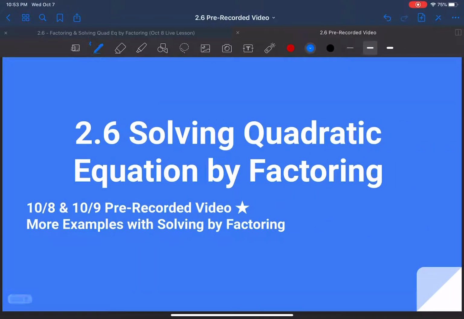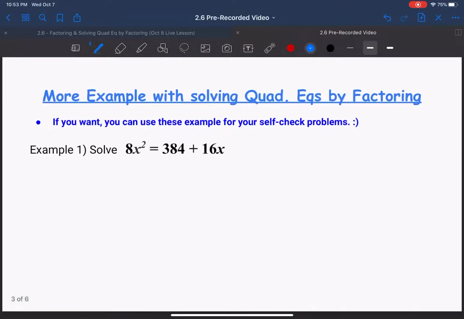So let's go over more examples on quadratic equations by factoring. We did factoring in live lessons. Now we are going to focus on more examples together. If you want, you can use these examples for your self-check problems as well. Let's go over number 1. Solve 8x squared equals 384 plus 16x.